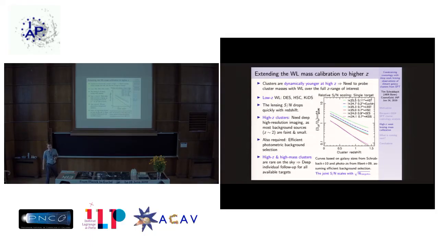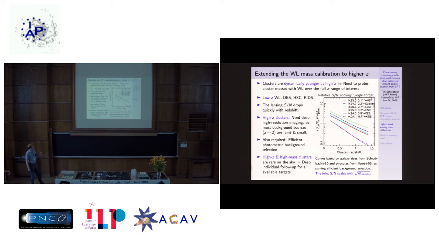So coming to the second part, which is a bit more on the technical details, how we can improve the lensing mass calibration at high redshifts. Again, the reason is that cluster properties change. Clusters are dynamically younger at high redshift, so we can't just extrapolate scaling relations from low redshifts to high redshifts and assume that we get accurate cosmology. Instead, we really need lensing data over the full redshift range of interest.